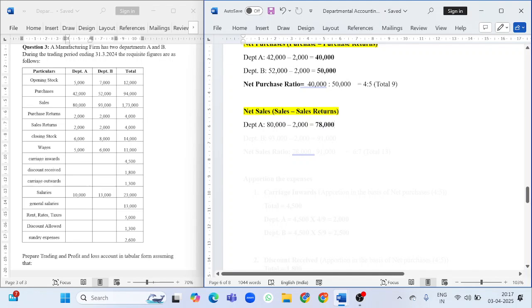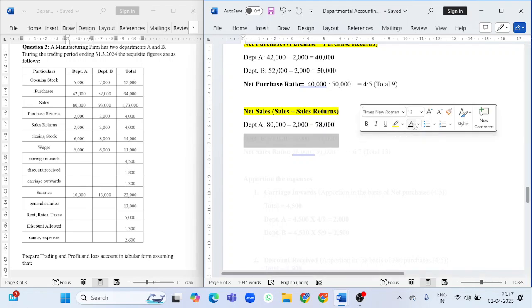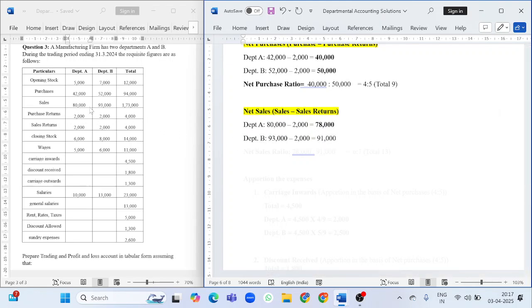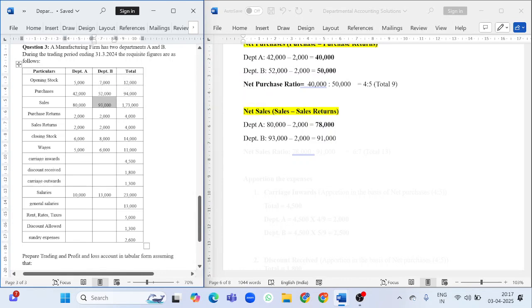Next, let us calculate it for Department B. When we look into the question for Department B, sales is 93,000 and sales return is 2,000.